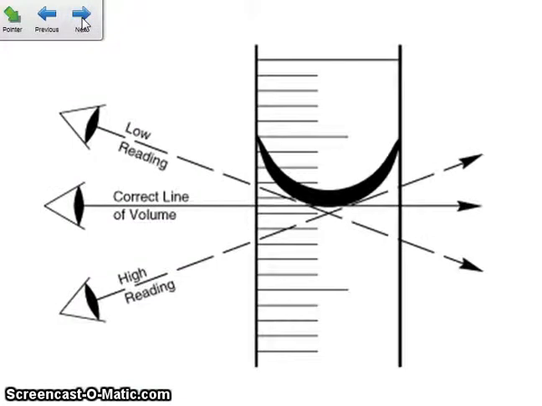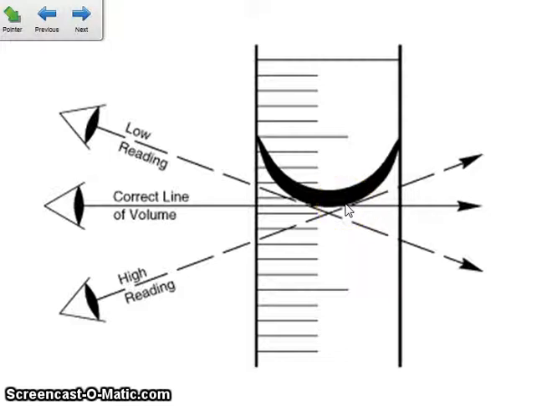Okay? Now, when you're looking at it, here's a closer up view. Here's your eye over here. Here's the meniscus. You need to get your eye right at the same level as that liquid so you can look straight across. If you're standing up and looking down at it, you're going to get a reading that is too low. And if you're below it looking up, you're going to get a reading that's too high. So in order to be accurate, you need to be right down at eye level.